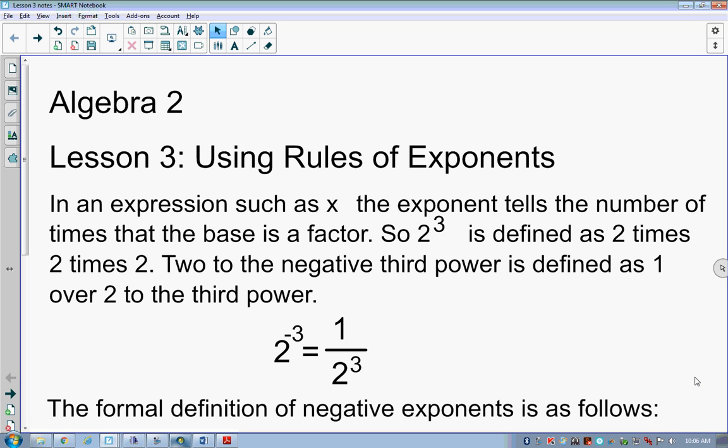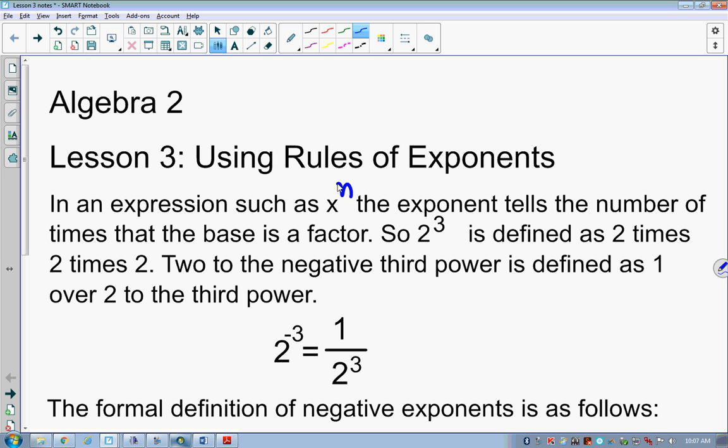So we all know, or we should know, what exponents are. That's basically repeated multiplication. The same way multiplication is repeated addition, exponents are repeated multiplication. So in an expression such as x to the n, the exponent tells the number of times that the base is a factor. So 2 cubed, or 2 to the third, is defined as 2 times 2 times 2, 2 times itself, where I have 3 2's, all being multiplied.